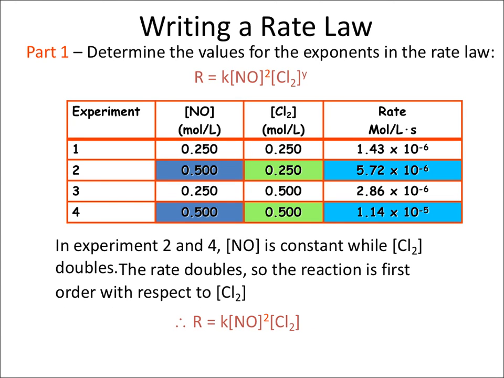For the chlorine, we can look at experiments 2 and 4, because in experiment 2 and experiment 4, the nitrogen monoxide is held constant while we're doubling the concentration of just the chlorine.